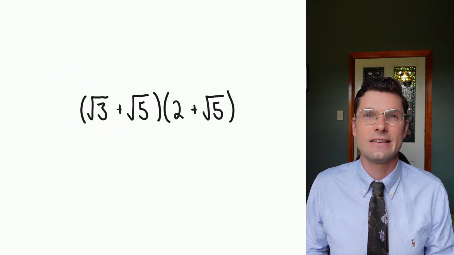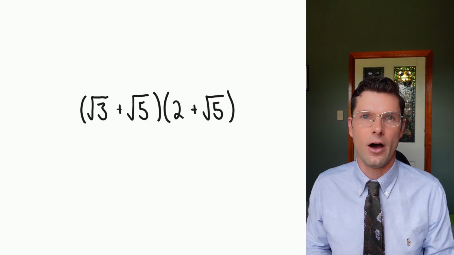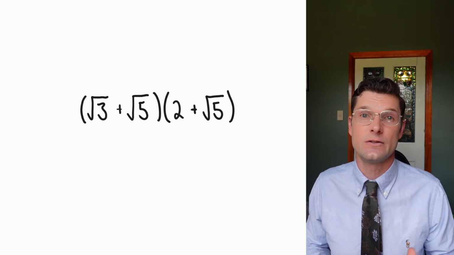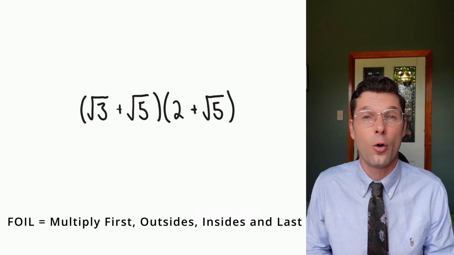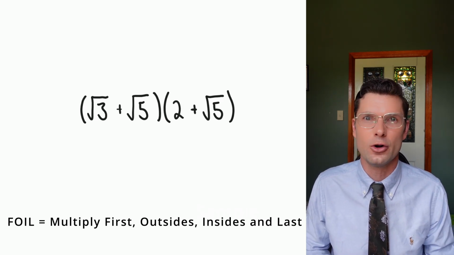So if we have something like this, root 3 plus root 5, all multiplied by 2 plus root 5. To do this, we're just going to use FOIL. And if you haven't heard of that before, please watch one of my other videos because I go into how this works in a lot more detail.